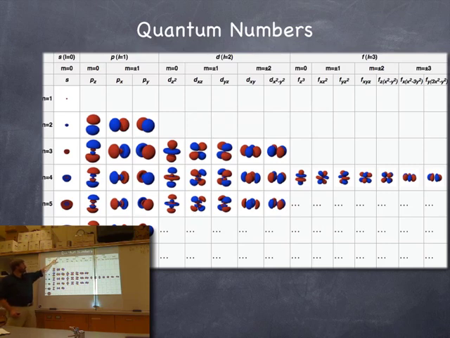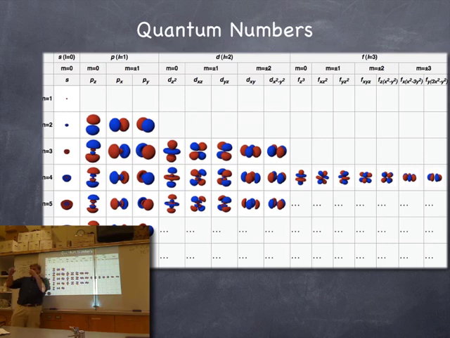P orbital is when L is equal to 1. When L is equal to 1, that's what we call a P orbital. Okay? So L equals 0, we call that S. If L equals 1, we call that P.